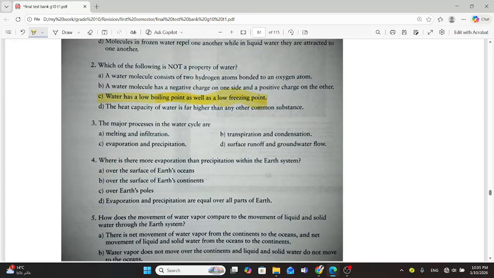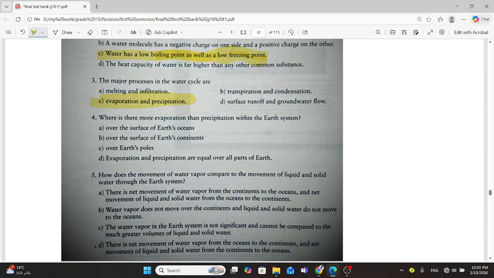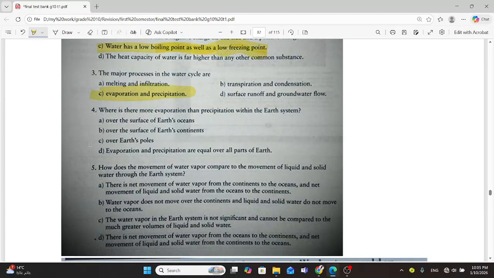The major processes in the water cycle are melting and infiltration, or evaporation and precipitation, or transpiration and condensation, or surface runoff and groundwater flow. It's evaporation and precipitation. Where is there more evaporation than precipitation within the Earth system? Over the surface of Earth's ocean.